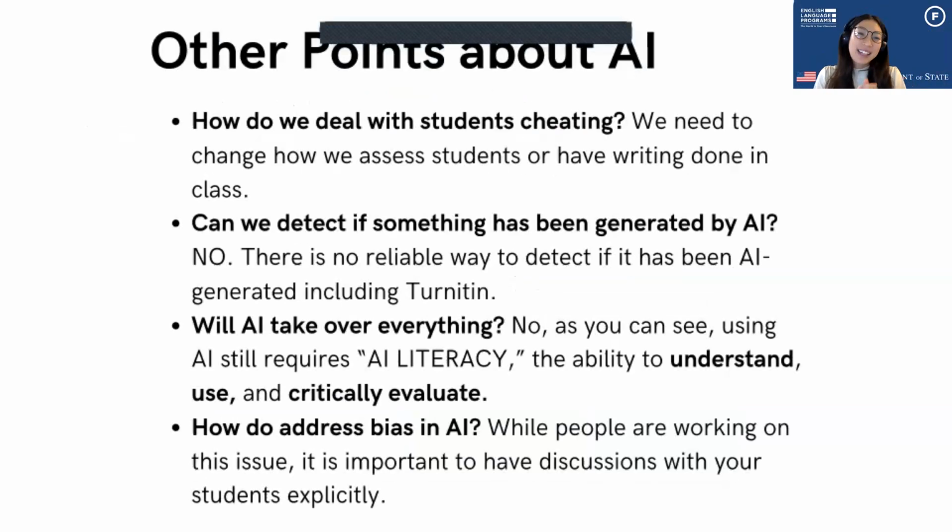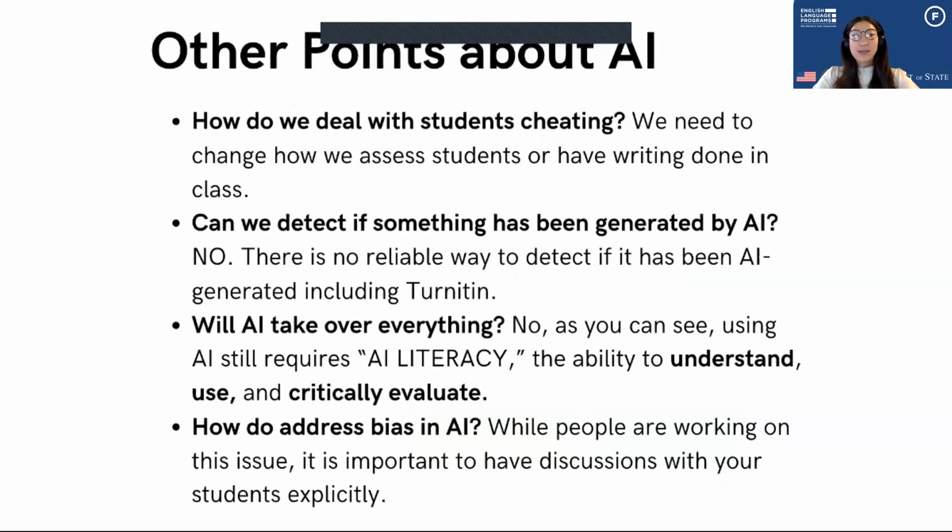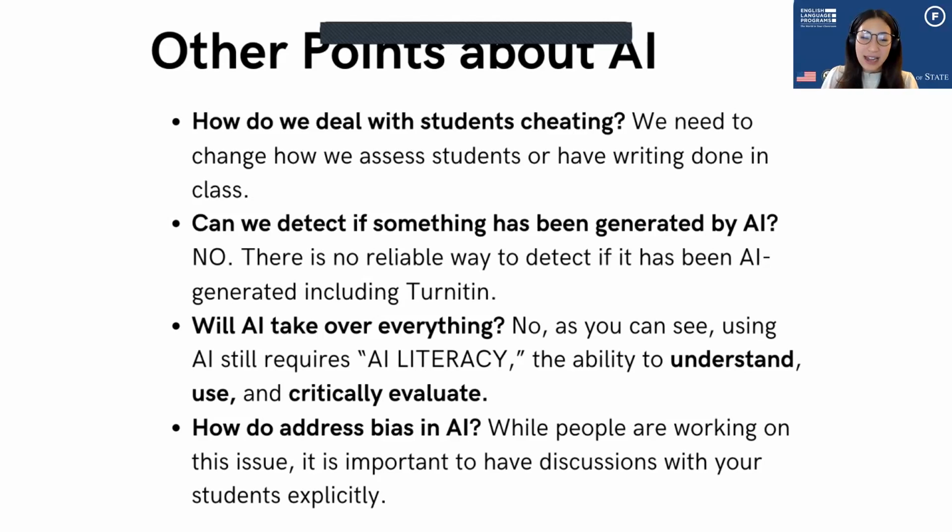Okay, couple of points that I do want to talk about. One, how do we deal with students cheating? So many students, or there has been lots of instances of students using generative AI to complete their homework, their assignments. I think at this point, it's important to consider how we are assessing students or have the writing done in class rather than at home. So we may need to do a flipped classroom model.